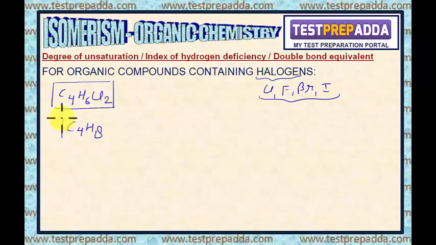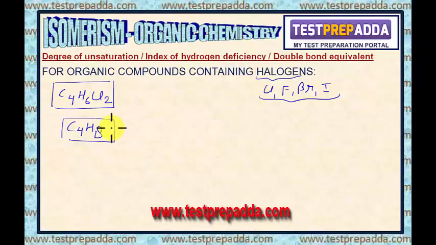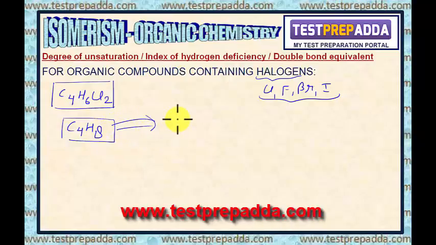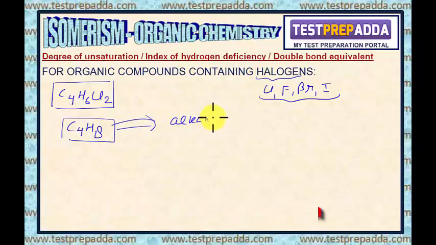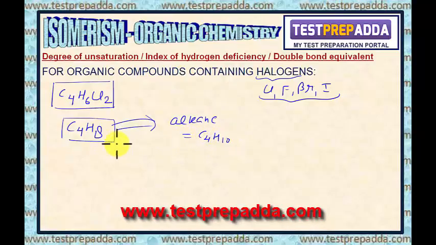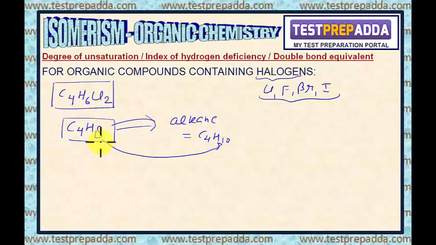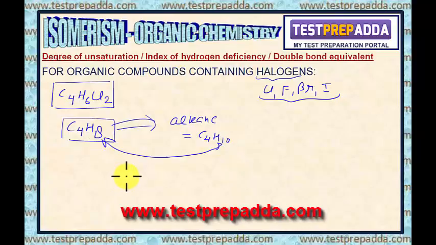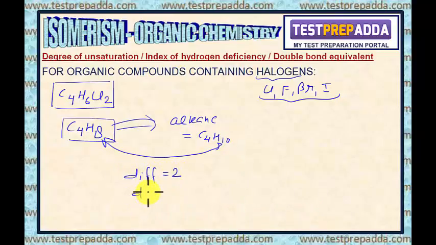So the corresponding hydrocarbon will be C4H8. And corresponding to this hydrocarbon, what will be the alkane? The alkane will be C4H10. Now see the difference. The difference is of how many hydrogen atoms? Two. So the degree of unsaturation will come as 2 upon 2, that is 1, the number of pairs of hydrogen atoms.